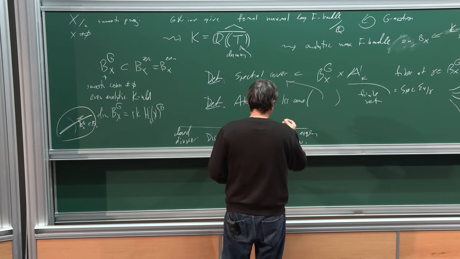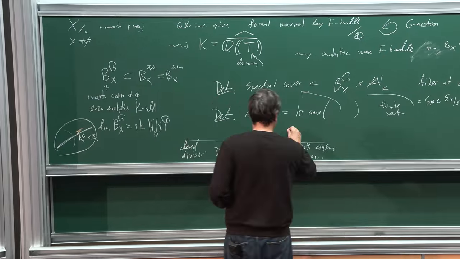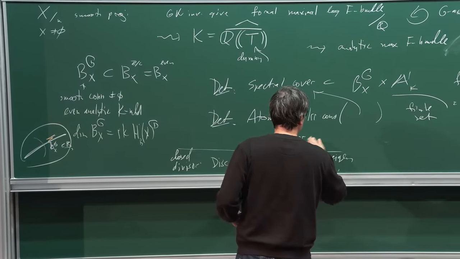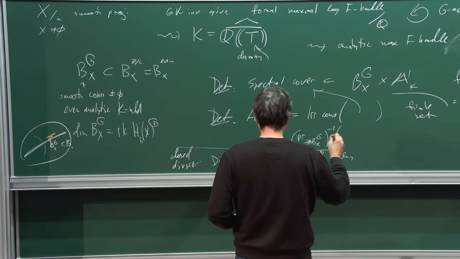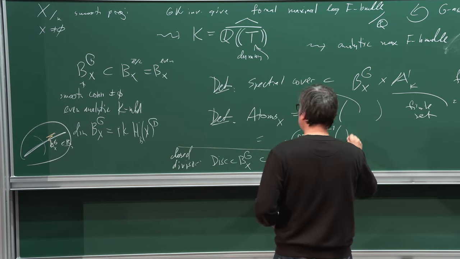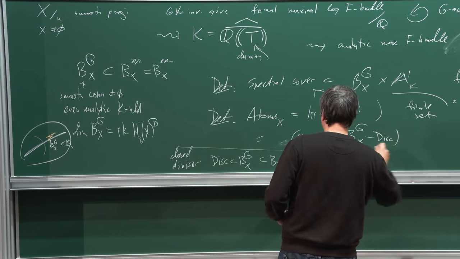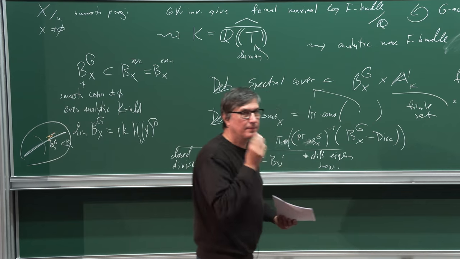And the same thing one can describe the following. Outside, if you remove this projection to BXG, you can see the pre-image of the complement to the discriminant. Then you get an unramified cover and consider pi zero of this thing.